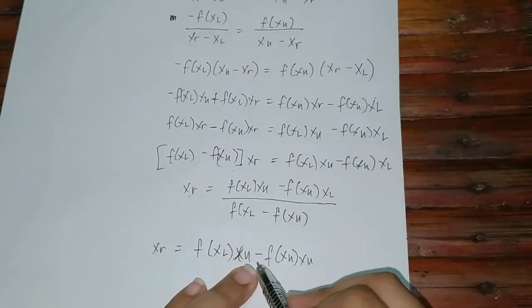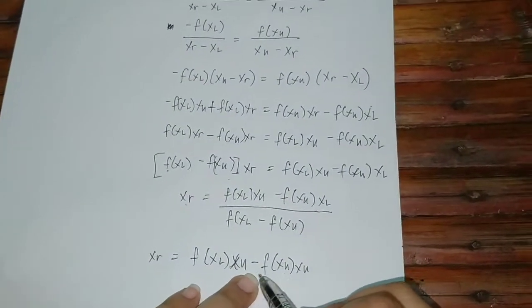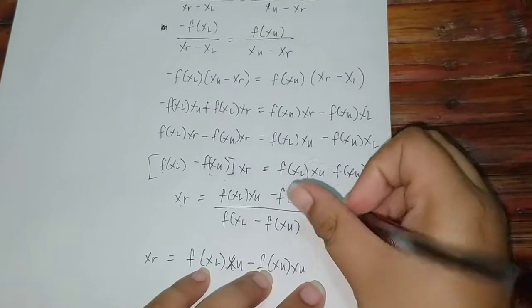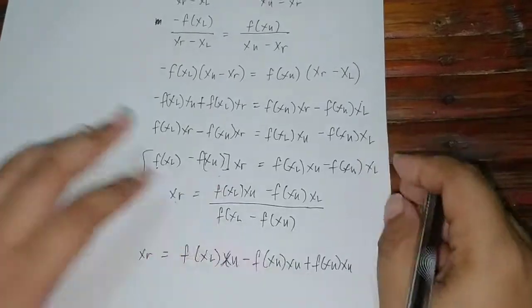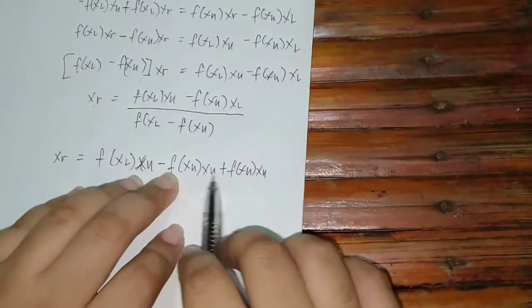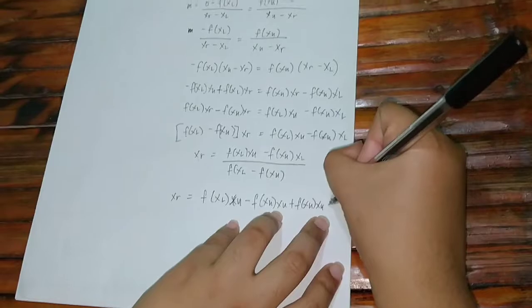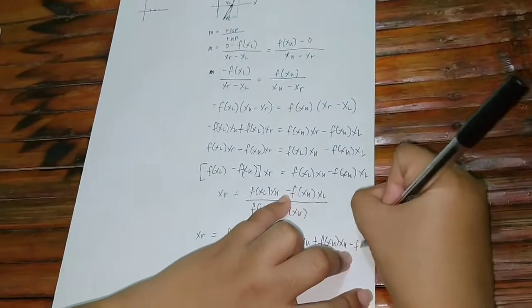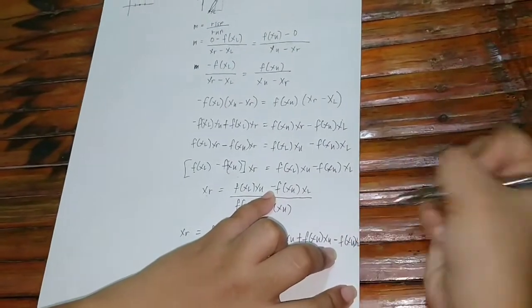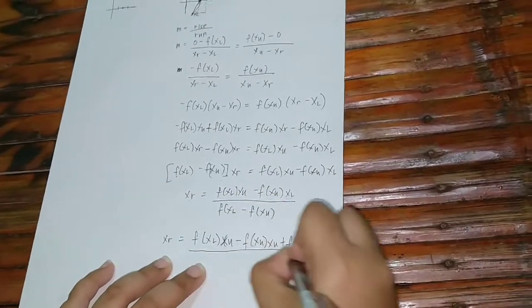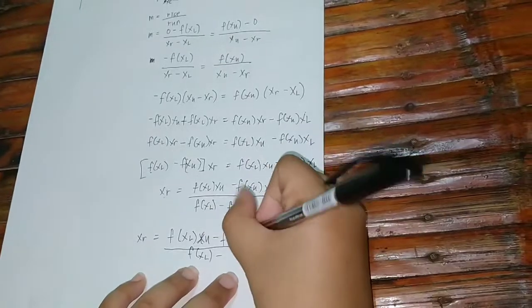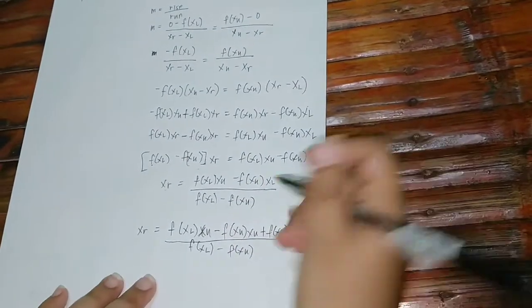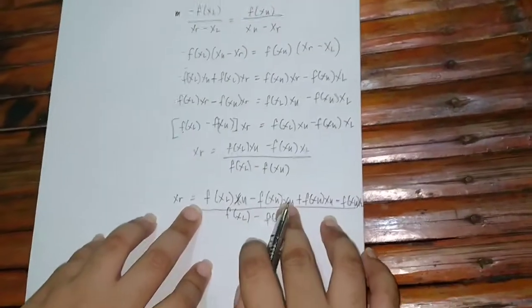Since I used the subtraction operation, we have to use the opposite, so positive f(x_U) x_U, and this term will still be equal to 0. And then copy the last term, which is f(x_U) x_L. Copy the denominator, f(x_L) minus f(x_U).